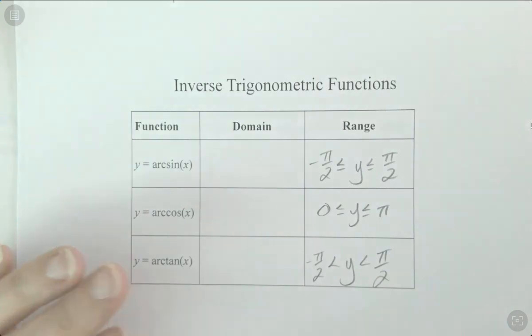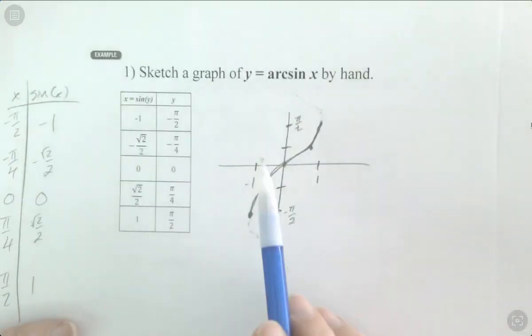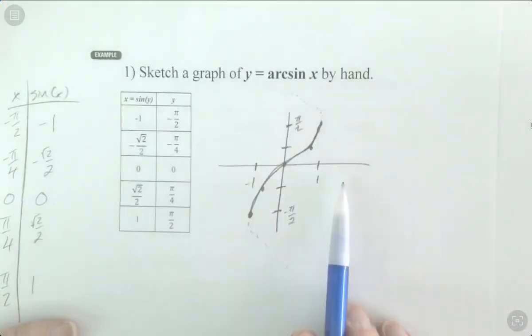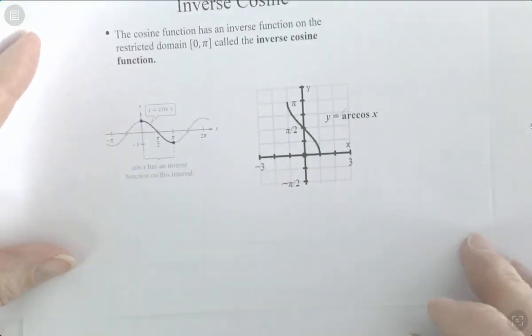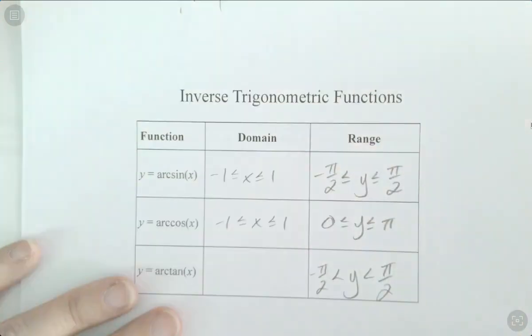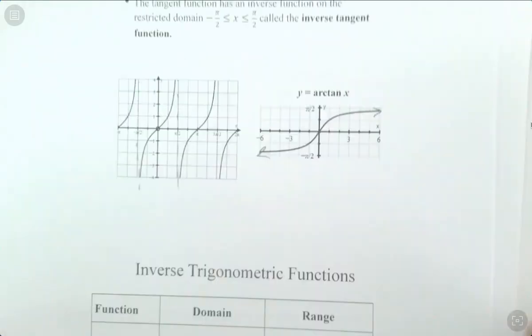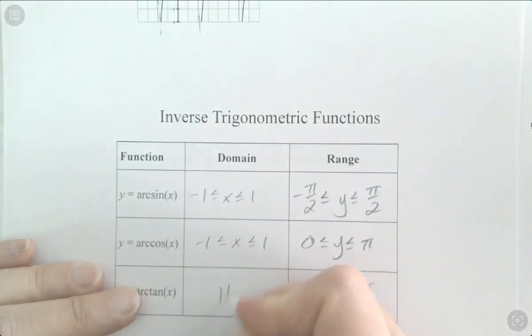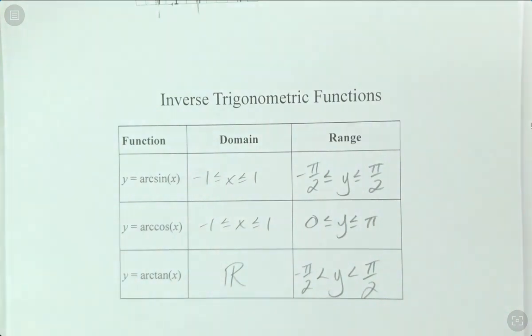All right, let's do the domain. So for our inverse sine function, what's the domain? Negative 1 to 1. And the inverse cosine function, domain? Negative 1 to 1. And if you recall, the mother functions for sine and cosine, that was their range, right? But for the tangent, the domain is all real numbers, negative infinity to positive infinity.